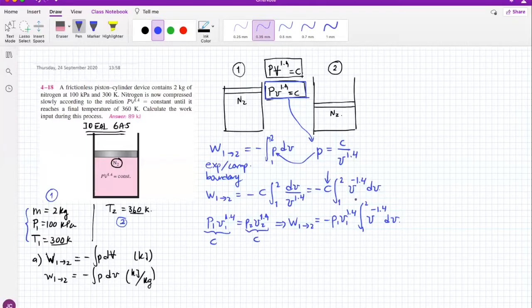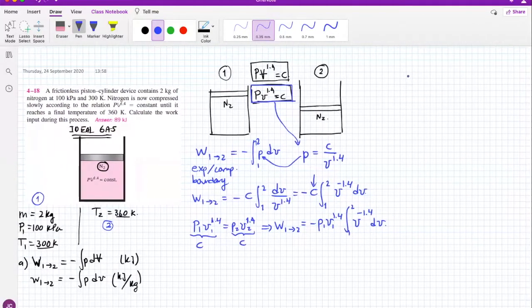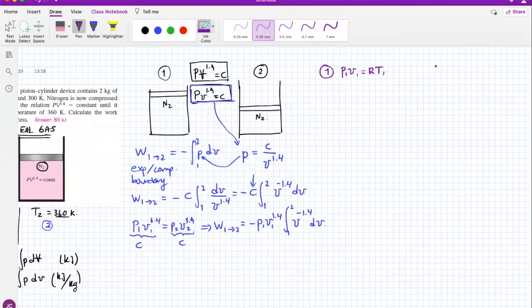Before I do that, I'm going to use the ideal gas law in 1 and in 2 in order to solve this thing. So I'm going to start with this. Let me just move myself over here. And then I will use another color. So from here, for 1, you will get that P1 V1 equals RT1. Okay, this is what you will get there.